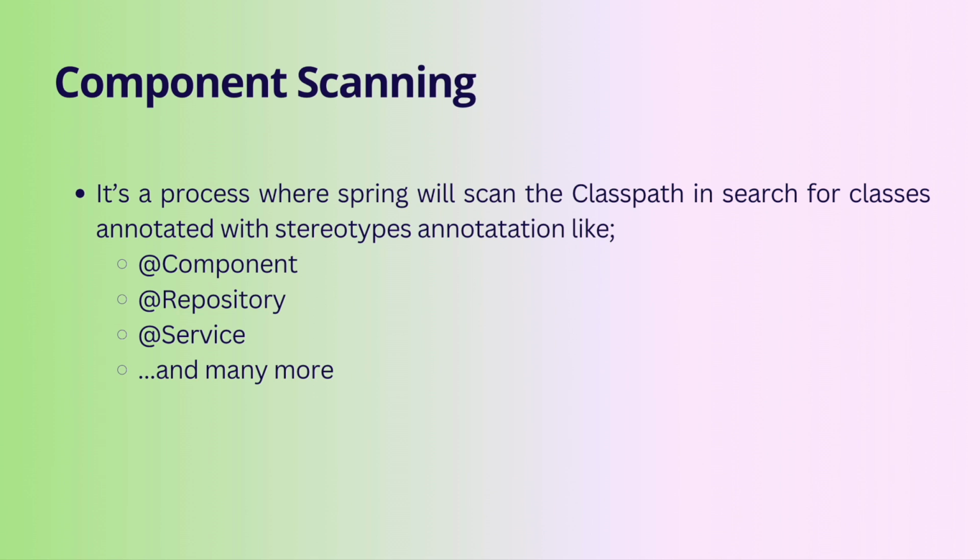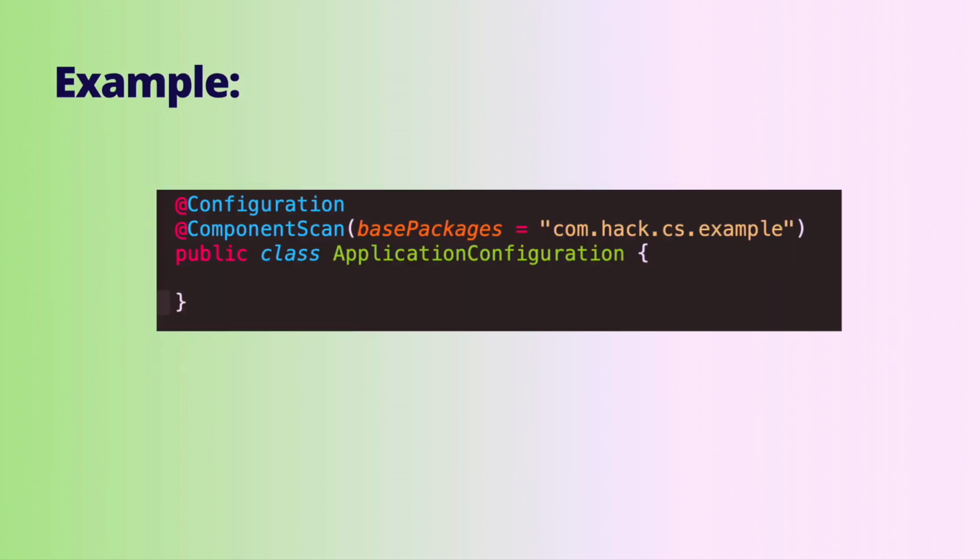For example, here is a very small example. If you could see, here we are defining that our base package is com.hackcs.example. So Spring will only look into this particular path for the classes which need to get annotated. I hope you are understanding this.